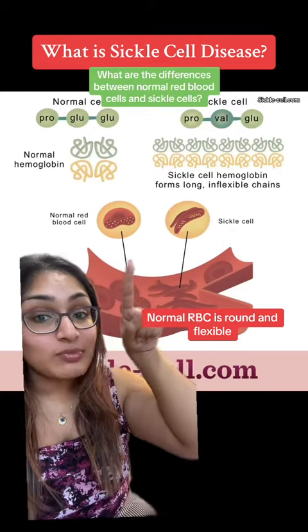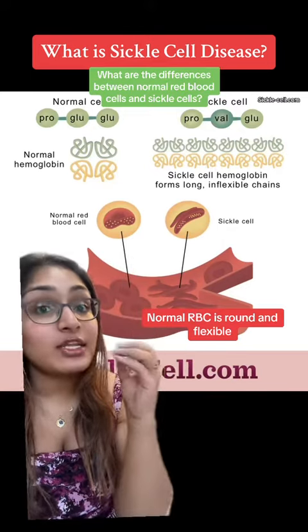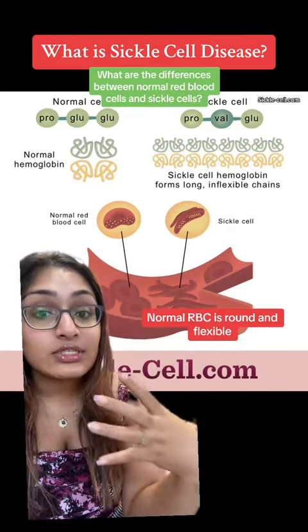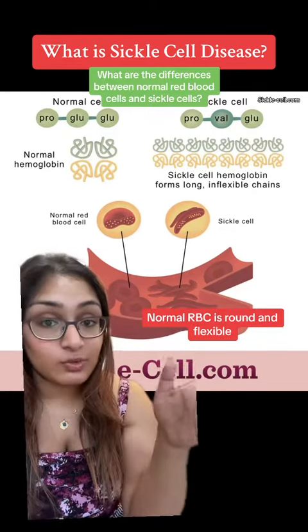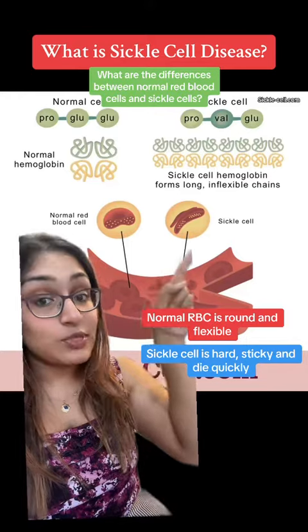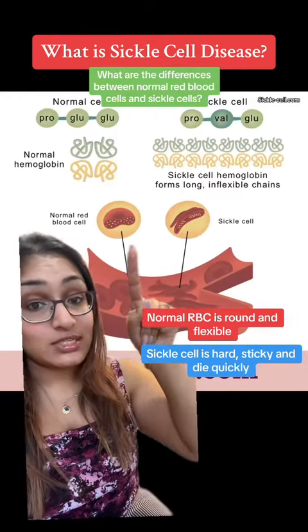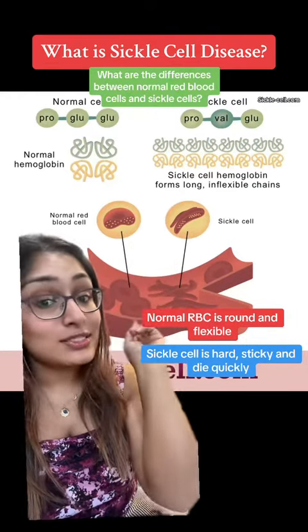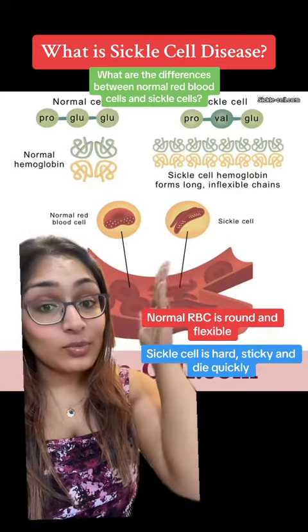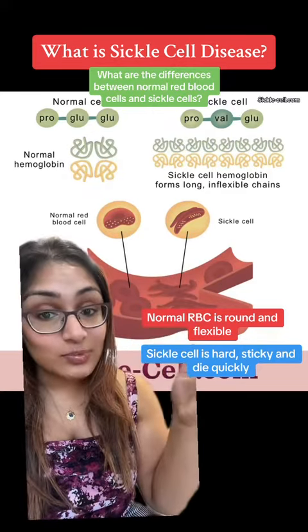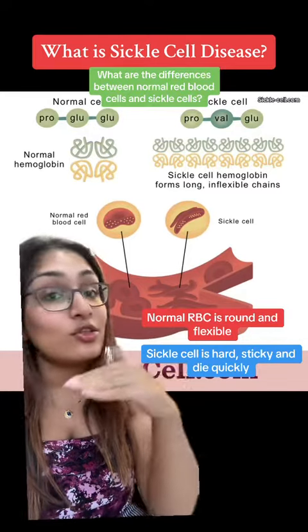Now, the normal red blood cell is round in shape and it's flexible, and this allows it to easily travel between our blood vessels and deliver blood to the rest of our body. Now, the sickle cell is the complete opposite of the normal red blood cell. It is hard, it is sticky, so it does not move as easily, and it can clog our blood vessels, which is not a good thing because that can cause a lot of pain and a lot of other health issues.